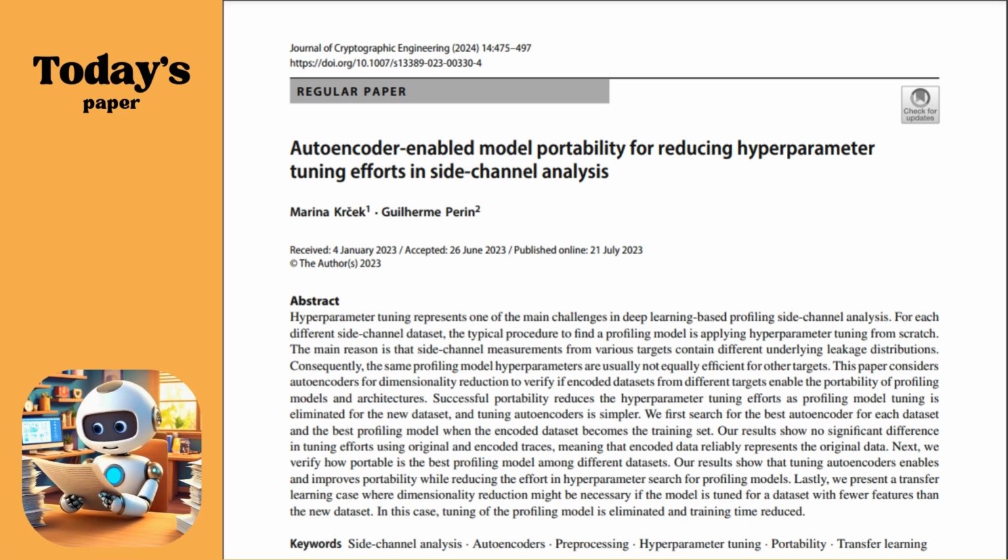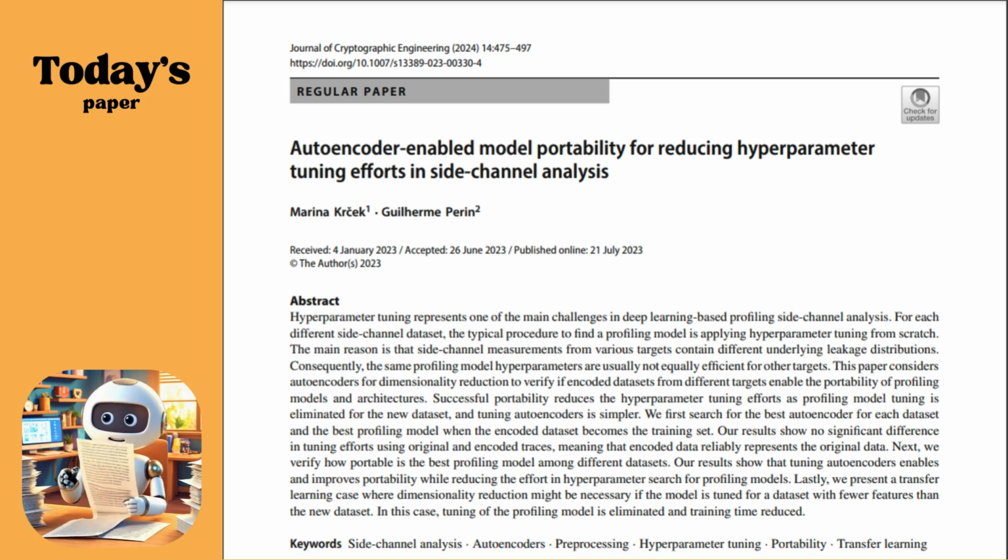So this paper is called Autoencoder-enabled Model Portability for Reducing Hyperparameter Tuning Efforts in Side Channel Analysis. Wow, that's a mouthful. Yeah, it is. But the key words here are autoencoders, portability, and hyperparameter tuning. So making these models easier to use in different situations. Exactly. Less time-consuming to train. That's the big question. Can we actually make these deep learning models more adaptable for new side channel attack scenarios?